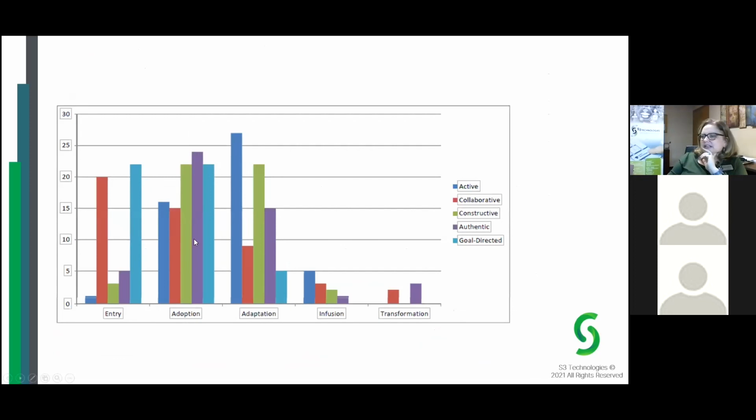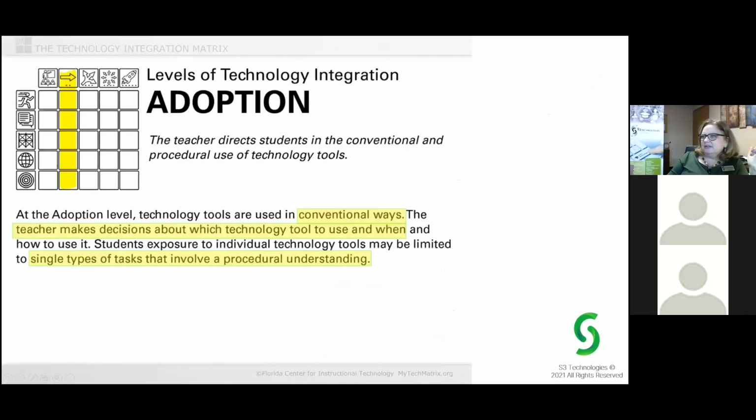And then you can see, this is a nice overall graph of, they were mostly at adoption. This is a beautiful slide that the FCIT has on their website, these wonderful slides that you can use with the teachers. And it just sums it up. Okay, you're using technology in conventional ways. You're still making the decisions about it. And it's single type tasks.